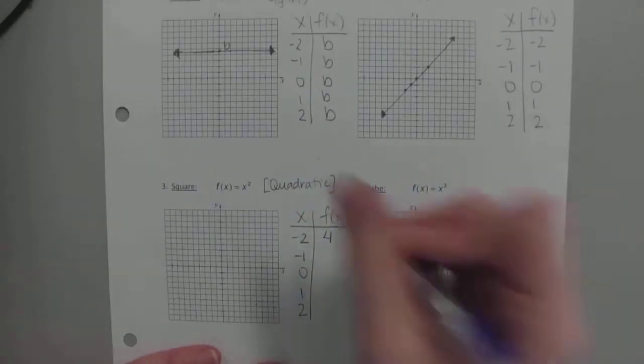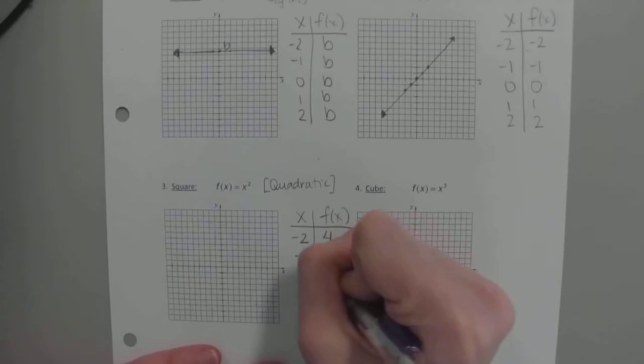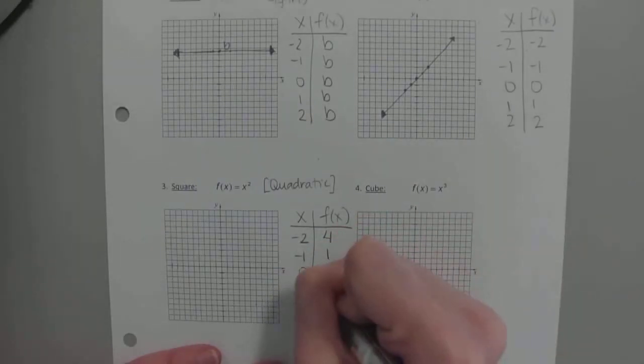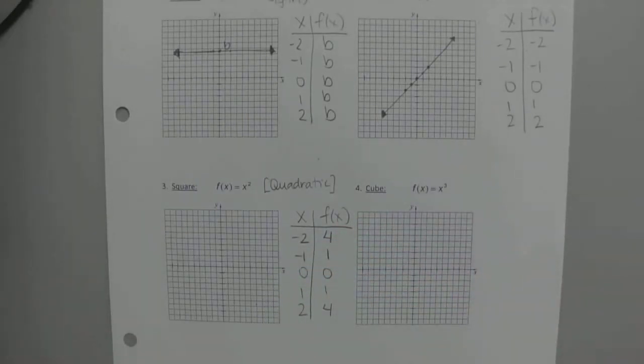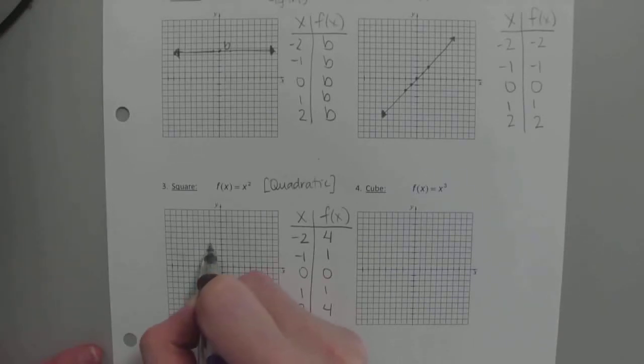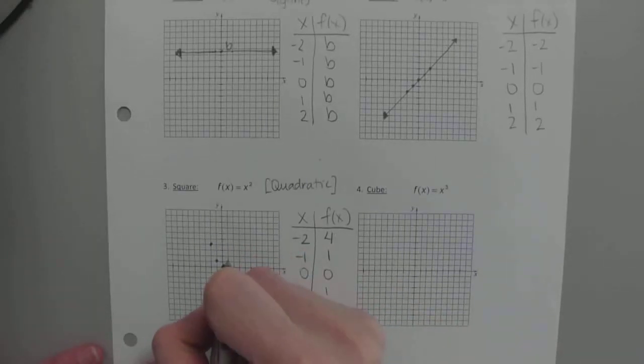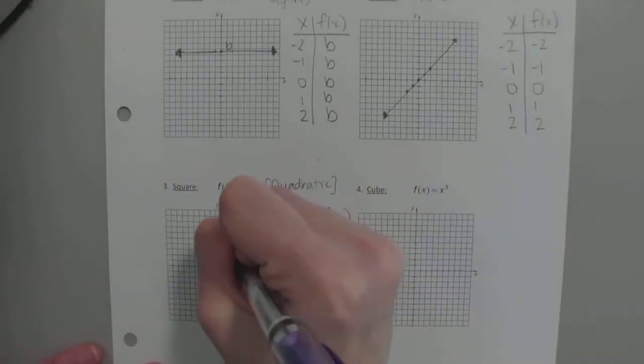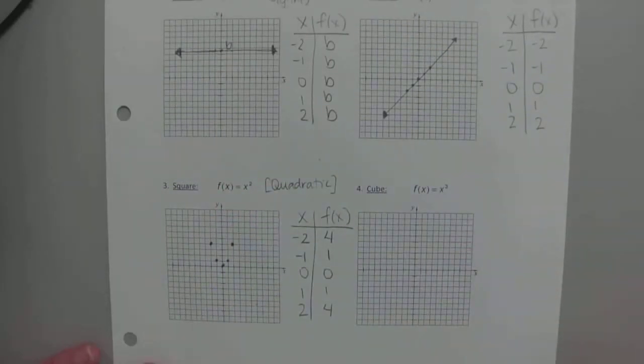What do you get when you square -2? You get 4. What do you get when you square -1? You get 1, 0, 0, right? And then 1, 4 again. All right? So let's just go over 2 to the left and go up 4, 1, 2, 3, 4, plot that point. Go over 1 to the left, go up 1, plot that point. 0, 0, and then over 1, up 1, and then over 2, up 4.